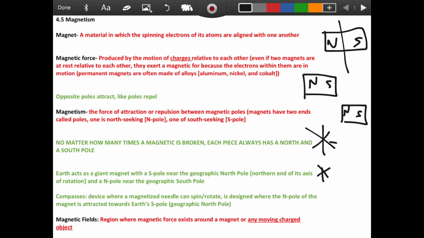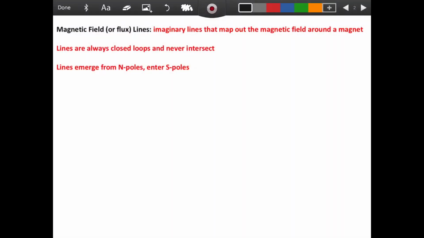And the last definition for this page: magnetic fields, just like gravitational fields and electric fields, it's the region where a magnetic force is exerted or any charged object is moving. Okay, just like gravitational field lines and electric field lines, magnetic field lines are imaginary lines, and they map out the magnetic field that's located around a magnet. The lines are always closed loops, and they never intersect.